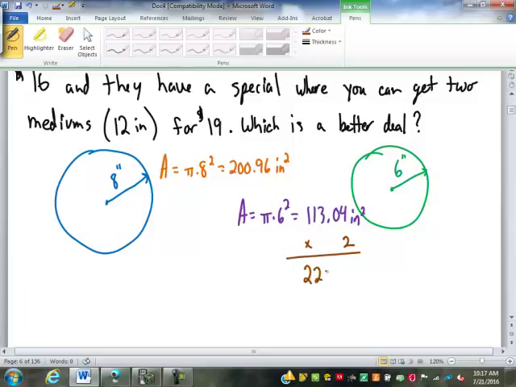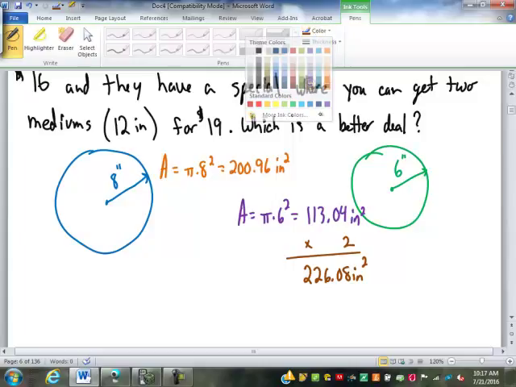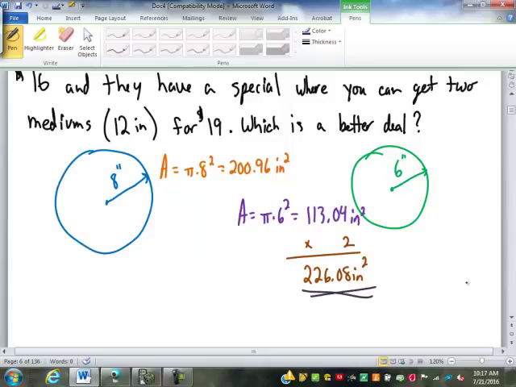So it's 226.08 square inches. So it is more pizza, over 25 square inches more pizza. But how do we know if it's a good deal? Well, you need to come up with a rate of somewhere, and the rate is usually dollars per square inch.